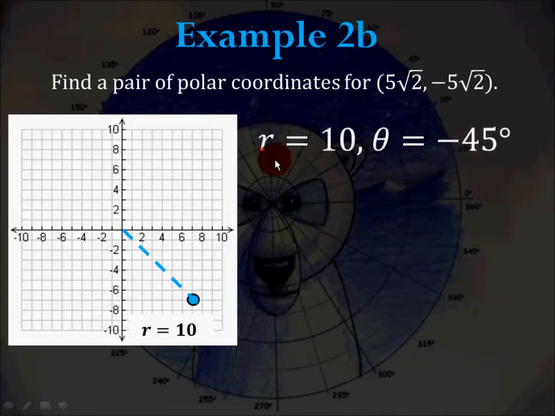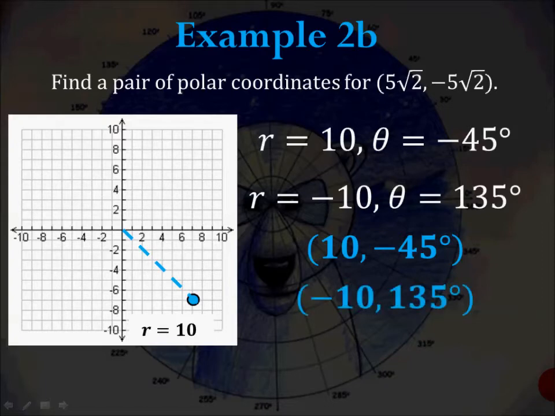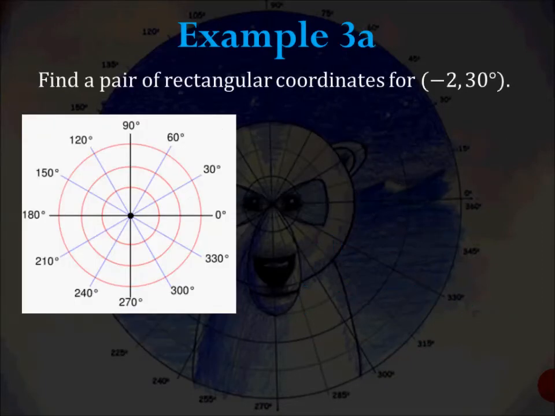So you have an R of 10 and theta of negative 45. So that is one of the coordinates. You could also use R is negative 10 with a theta of 135. So if 135 yields you a second quadrant angle, and then you will go 10 units in the opposite direction from the center. So that's one possible answer, and there's another possible answer.